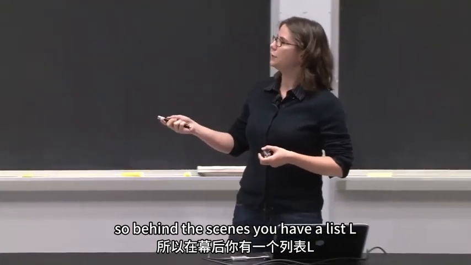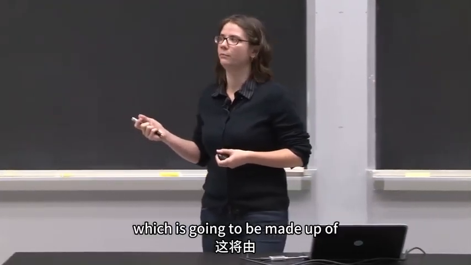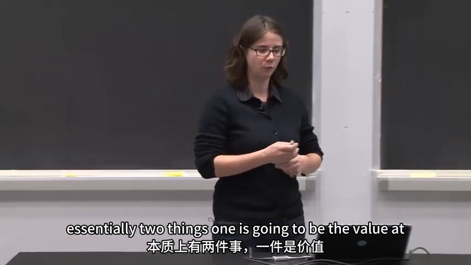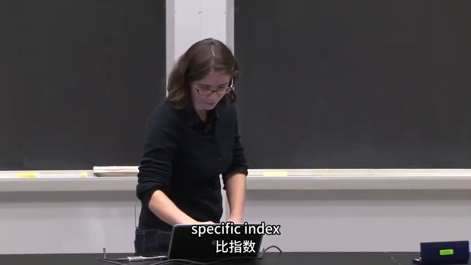So behind the scenes, you have a list L, which is going to be made up of essentially two things. One is going to be the value at a specific index.